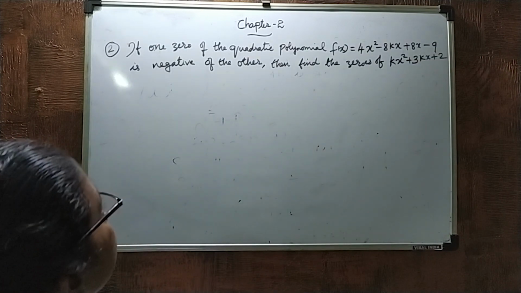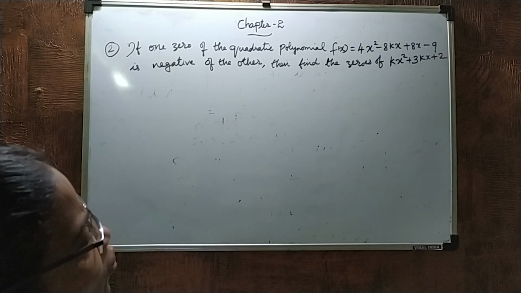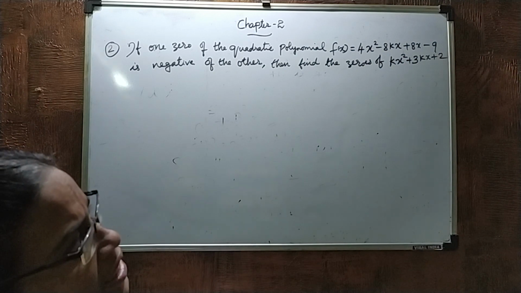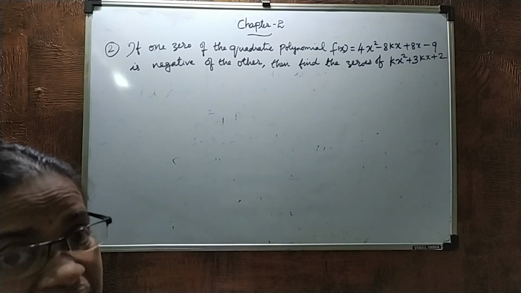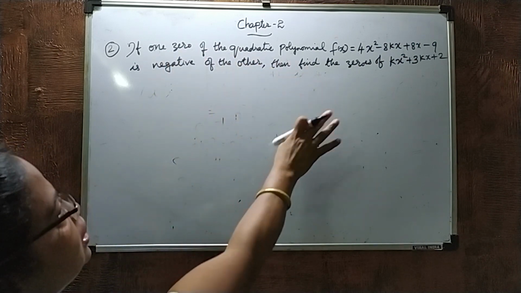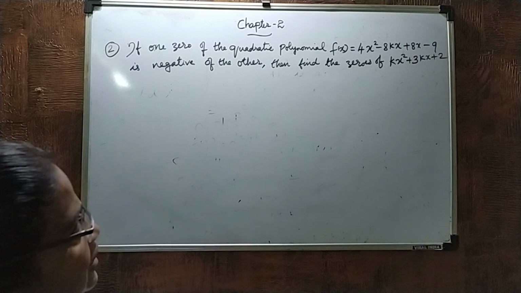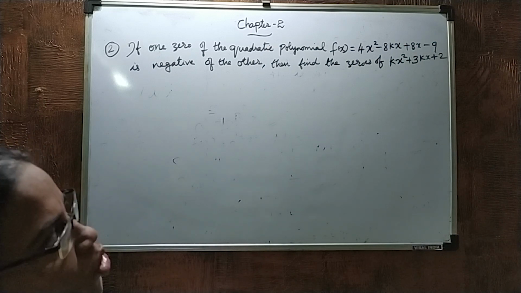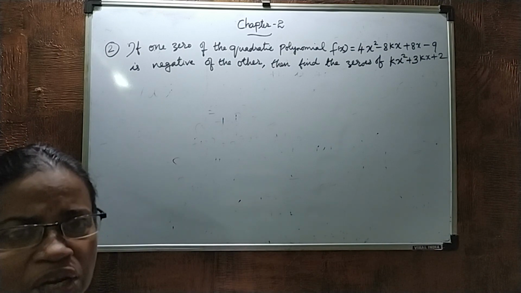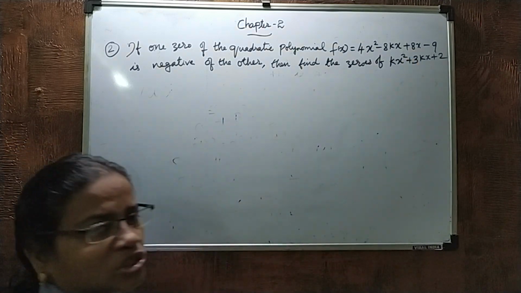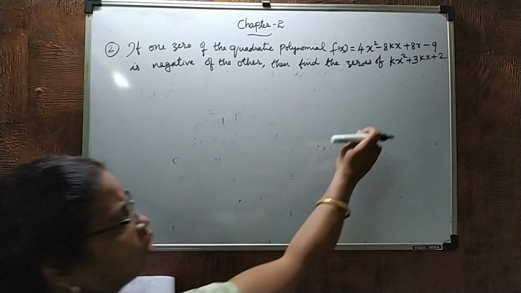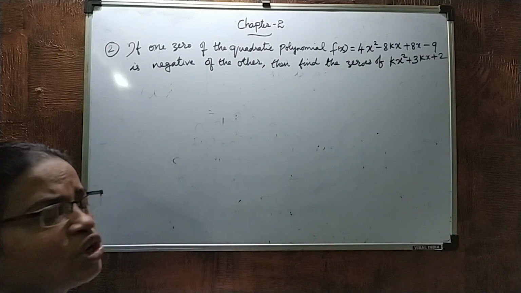Now the question is: if one zero of the quadratic polynomial f(x) = 4x² − 8kx + 8x − 9 is negative of the other, that means one zero is the negative of the other, then find the zeros of kx² + 3kx + 2. How will you find the zeros of a quadratic polynomial? It is a quadratic polynomial, so you find them by splitting the middle term. But with the k there, we cannot do anything.